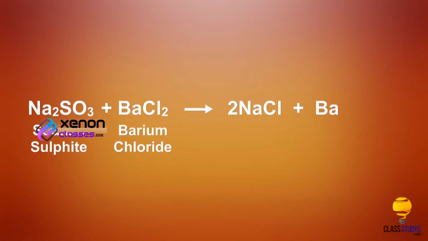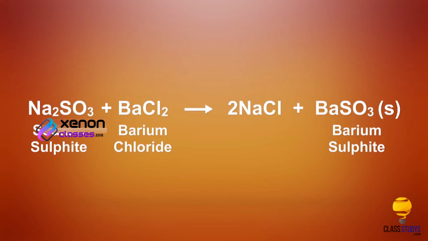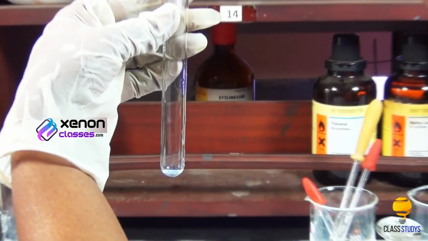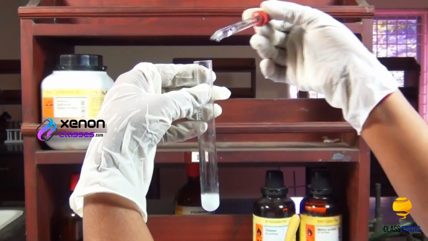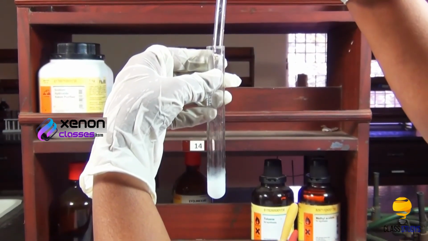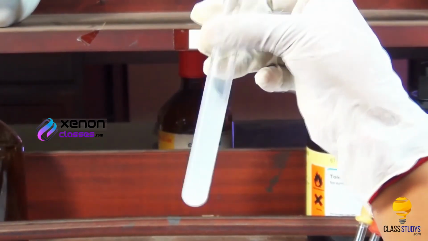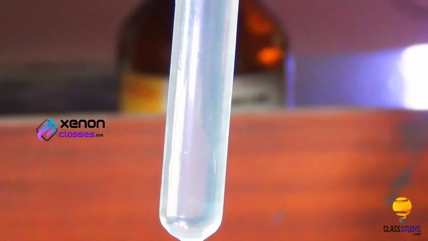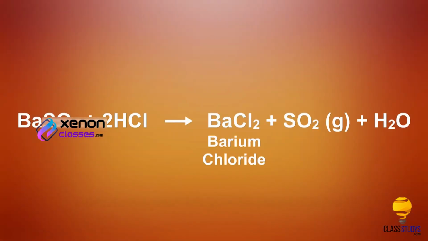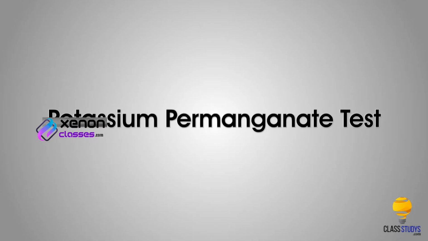Sulphite reacts with barium chloride to form a white precipitate of barium sulphite. Take a portion of the precipitate in another test tube. To this, add a small amount of dilute hydrochloric acid using a dropper. Shake the test tube. The precipitate of barium sulphite dissolves in dilute hydrochloric acid to form soluble barium chloride and evolved sulfur dioxide gas.